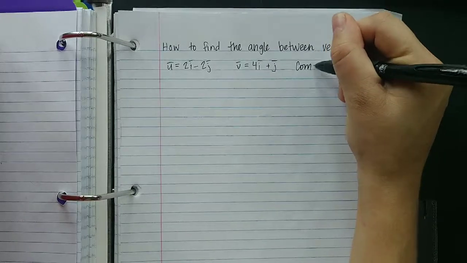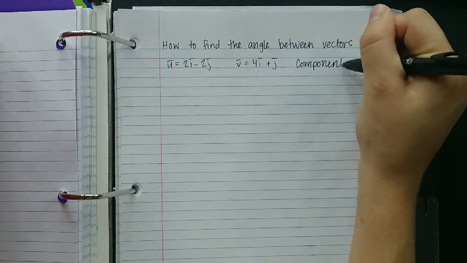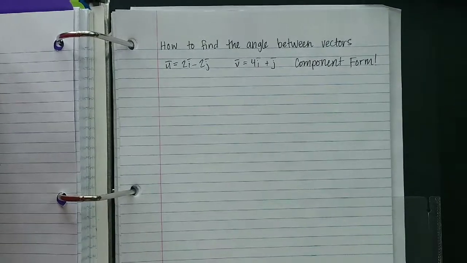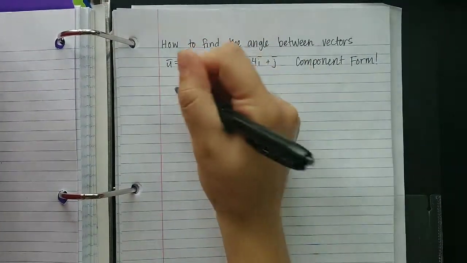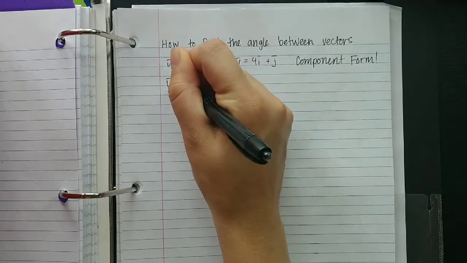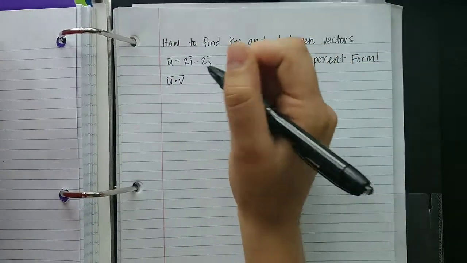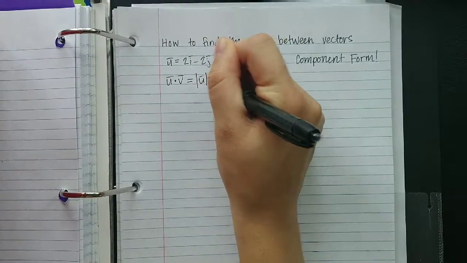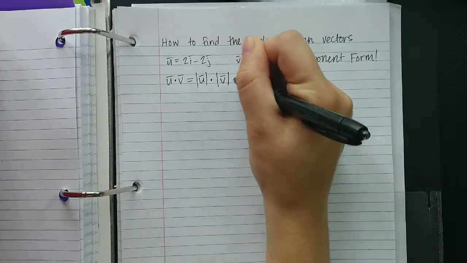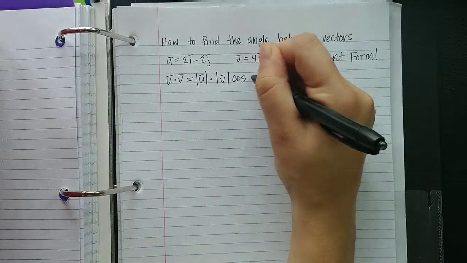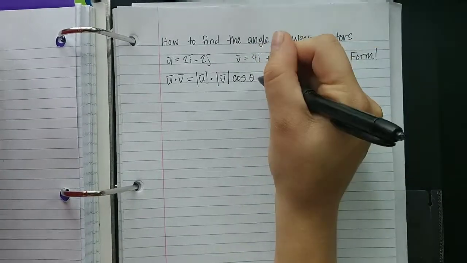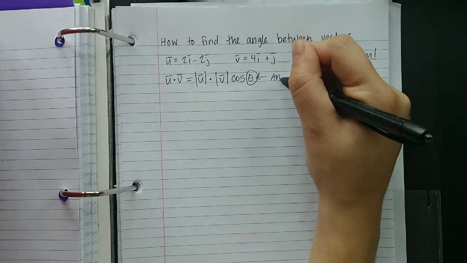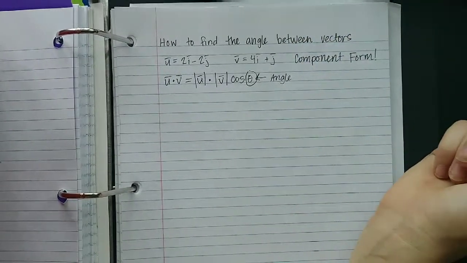Like I said, these are in component form, so we have our horizontal part, which is the i, and the vertical part, which is the j. Okay, so this is the formula you're going to need to find the angle. You're going to need the dot product of u and v, equal to the magnitude of u times the magnitude of v, multiplied by the cosine of theta. And this theta is going to be our final answer. That theta represents the angle that we're looking for.